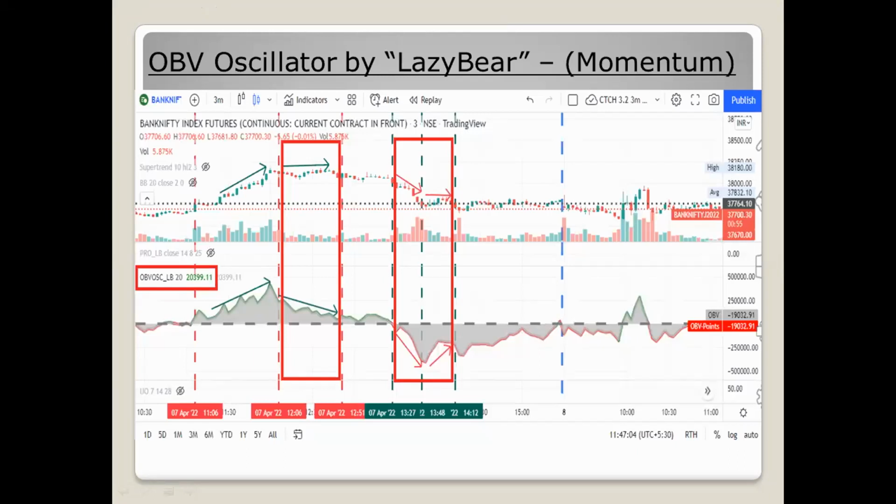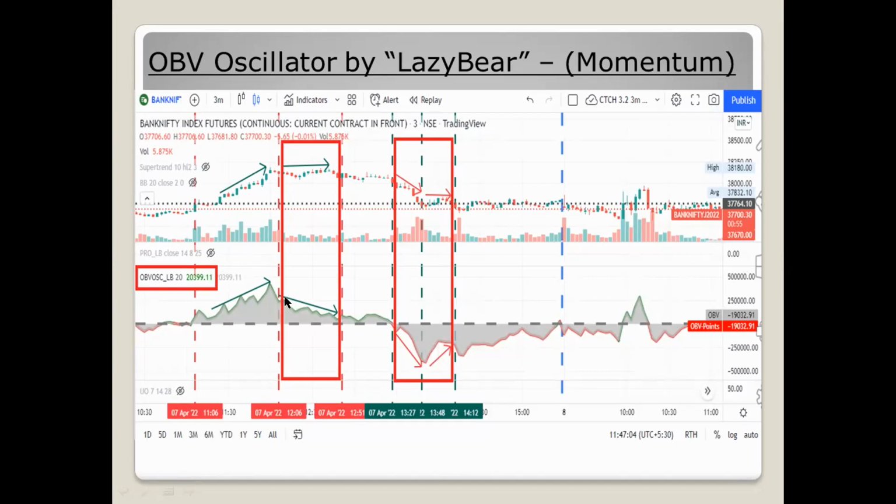So this is a screenshot I have taken. This is also very self-explanatory. Here you see the market is in uptrend. OBV, that is also giving that uptrend indication. Volume, we can see the volume is also good. But we see this area, market is now consolidating.